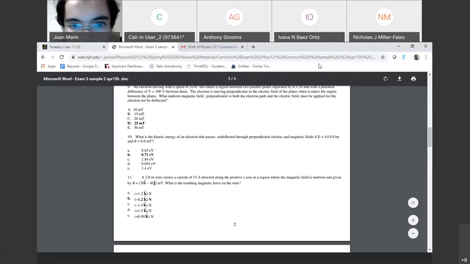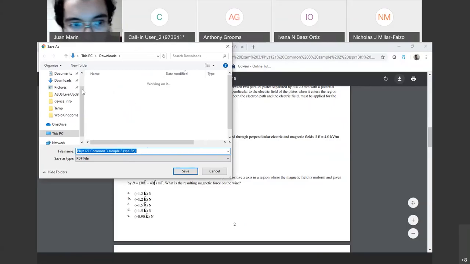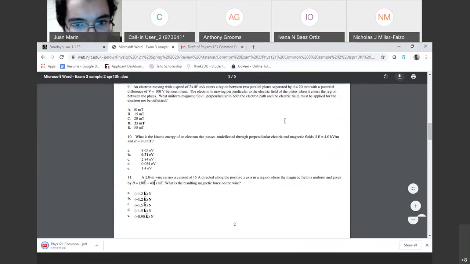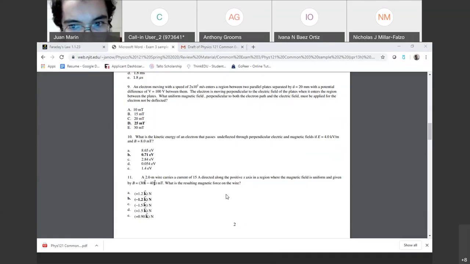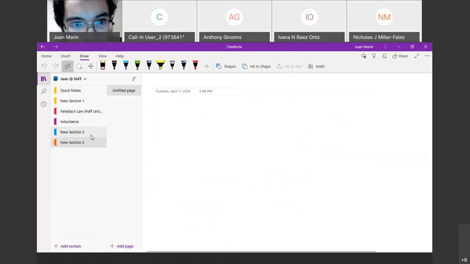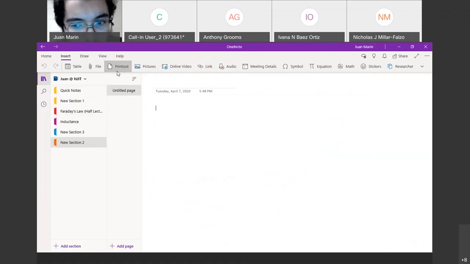What is the energy of an electron that passes through perpendicular electric and magnetic fields if the electric field is 4 kilovolts per meter and the magnetic field is 8.5 millitesla? Let's do it. Let me open this. It's going to be difficult with this web expense, so I'm going to download it. The problem asks you to calculate both the electric force and the magnetic force and see when they're in balance, for the kinetic energy. It's going to have some sort of motion, I believe. Let's find out. I'm going to put it on OneNote.